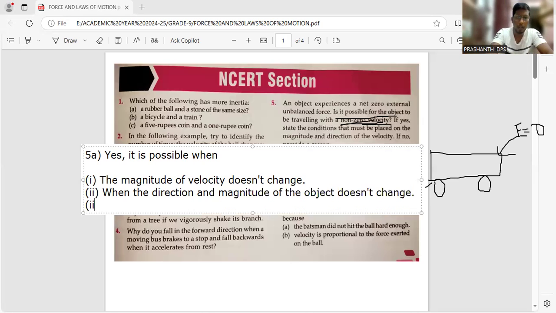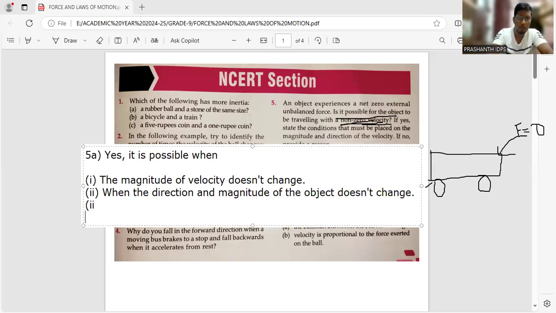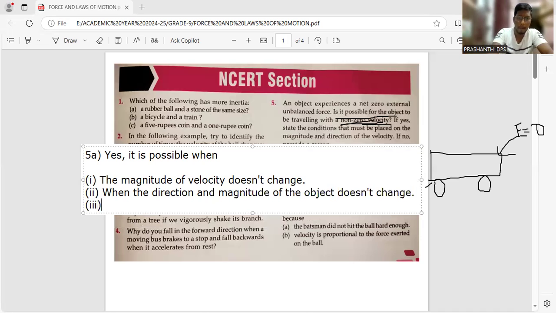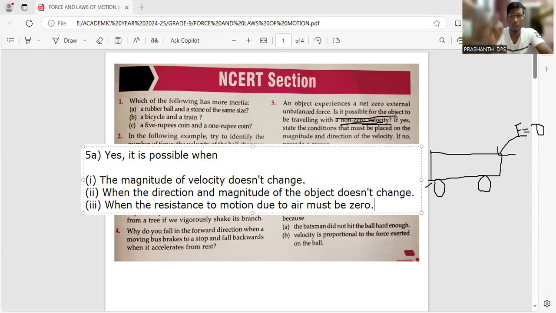You may note down that condition also. When the resistance to motion due to air must be zero. Are you getting the point?